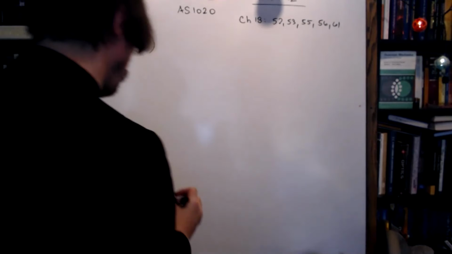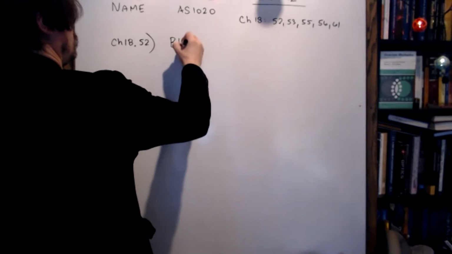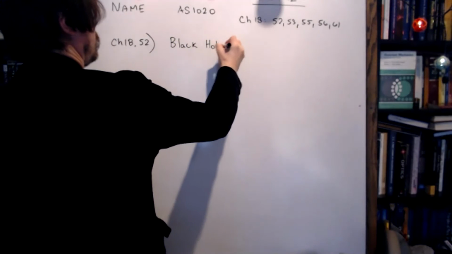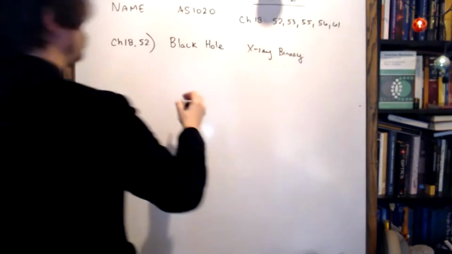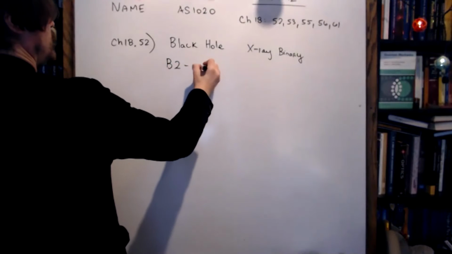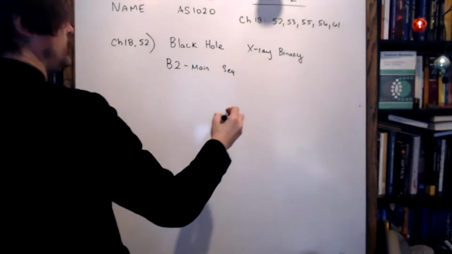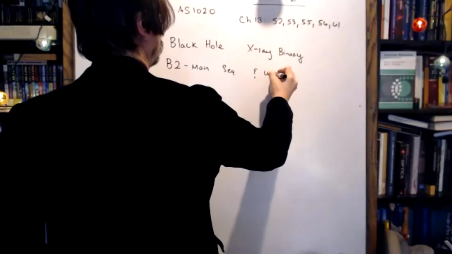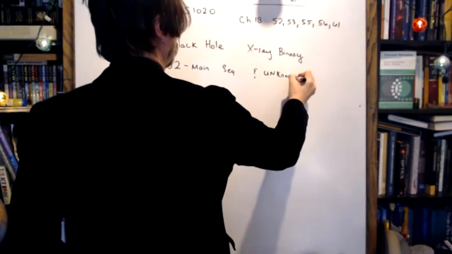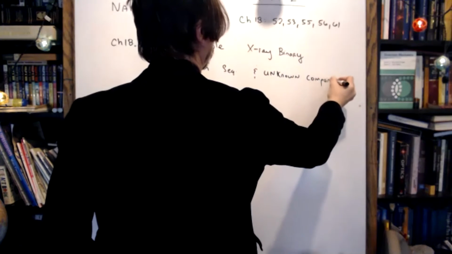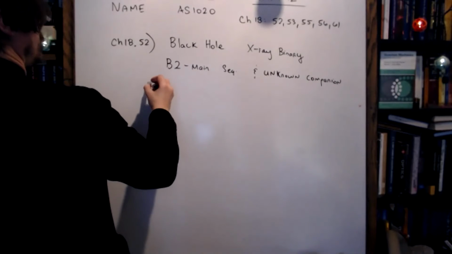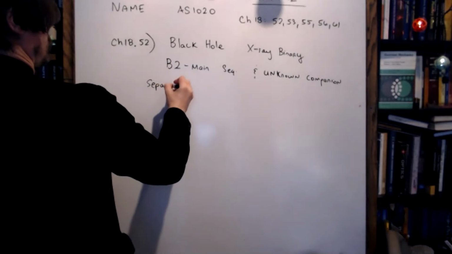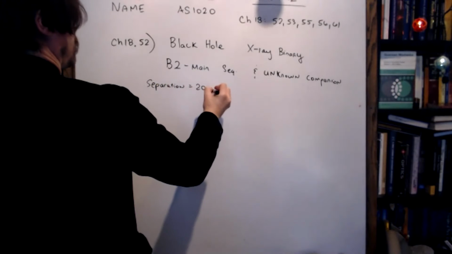52. A black hole. You've just discovered a new X-ray binary, which we'll call Hype X1. The system Hype X1 contains a bright B2 main sequence star orbiting an unseen companion. The separation of the stars is estimated to be 20 million kilometers, and the orbital period of the visible star is 4 days. Let me know when you're ready for A. Can you give me those two givens again? Yeah. The separation of the stars is estimated to be 20 million kilometers, and the orbital period of the visible star is 4 days.